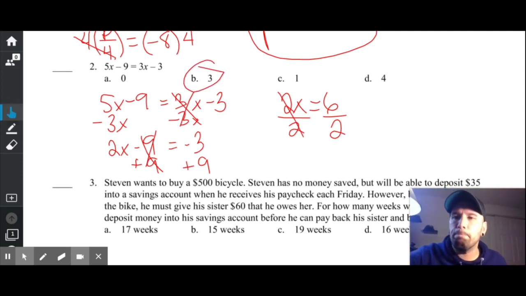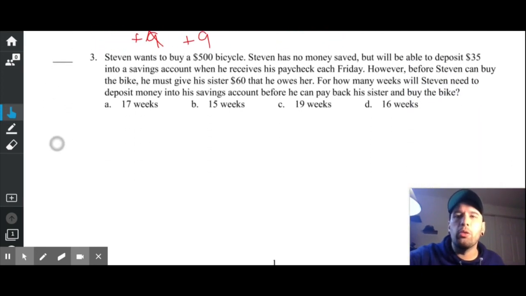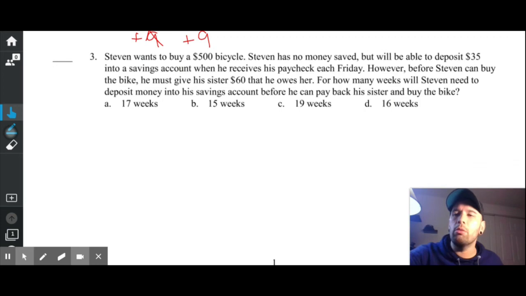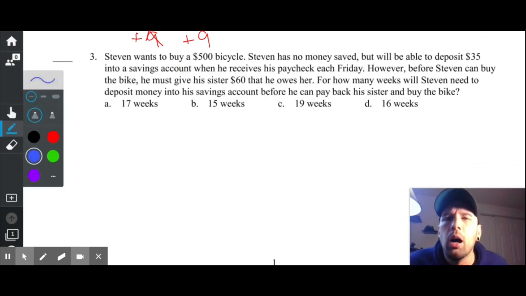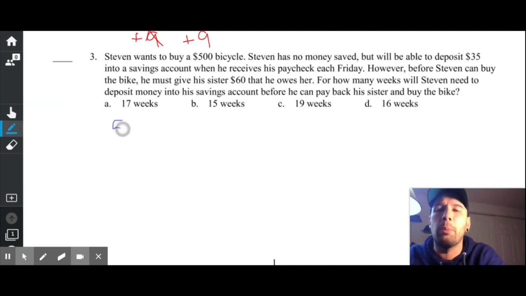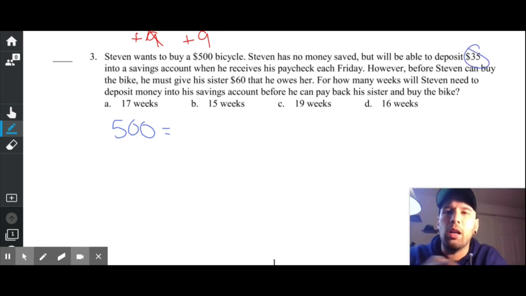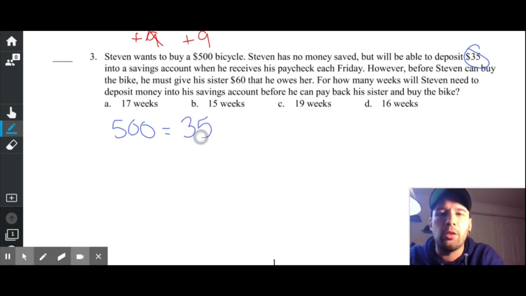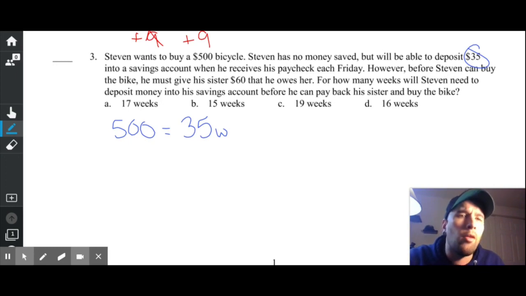All right. Steven. What does Steven want to do? Steven wants to buy a $500 bicycle. You go get that money, Steven. Steven has no money saved. Well, all right. But he'll be able to deposit $35 into a savings account when he receives his paycheck each Friday. So he's got himself a $500 bicycle that he wants. He can raise $35 each Friday, so $35 per week. However, before Steven can buy the bike, he must give his sister $60 that he owes her. So he's already down $60.